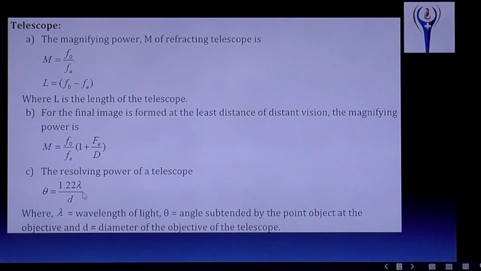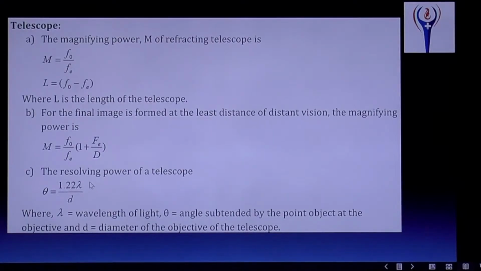Two or three days back, in the problem solving session, we used this formula. Resolving power of a telescope, resolving power of a microscope, two problems we discussed. Theta equal to 1.22 lambda by D, that is the resolving power we want to find. Lambda and D are given, and we want to find D. What is D? D is the diameter of the objective lens of the telescope. Lambda is the wavelength of the light. Theta is the angle subtended by the point object at the objective. That only we are calling resolving power.